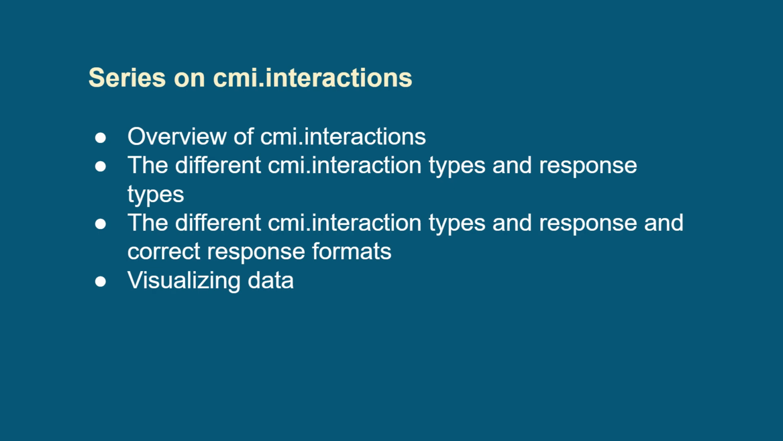So there are different CMI interaction subtypes, and the response that a learner gives is different for the different question types. So if it's a true or false question, obviously the answers that you get are true and false, and the correct answer is either true or false. But if it's a multiple choice question, you might get A, B, C, or D, and C is the right answer, or C and D are the right answer. So you get the idea. There are these different types. They have different subtypes.